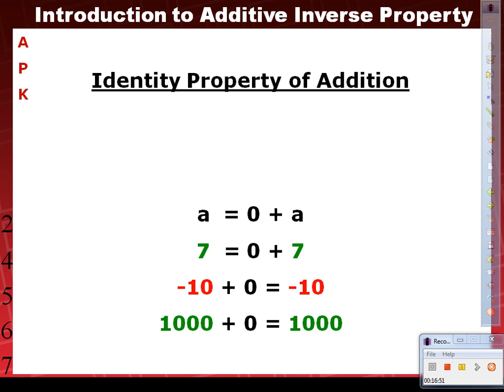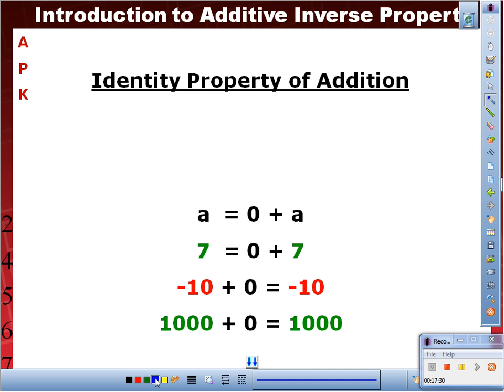If you need to get your noodle started, look at the previous definition that we wrote. See if you can do something similar to this one. Talk it over with your neighbor, please. What would be a definition for the identity property of addition? All right, so we got it. Let's see. Who can get us started with a definition for this property? Yes.